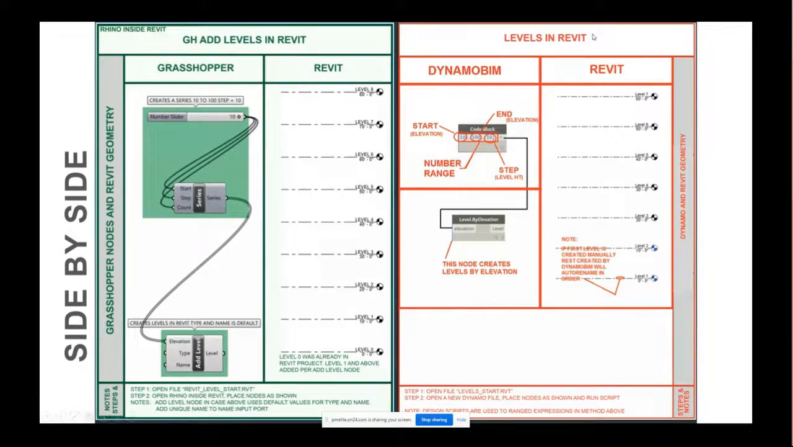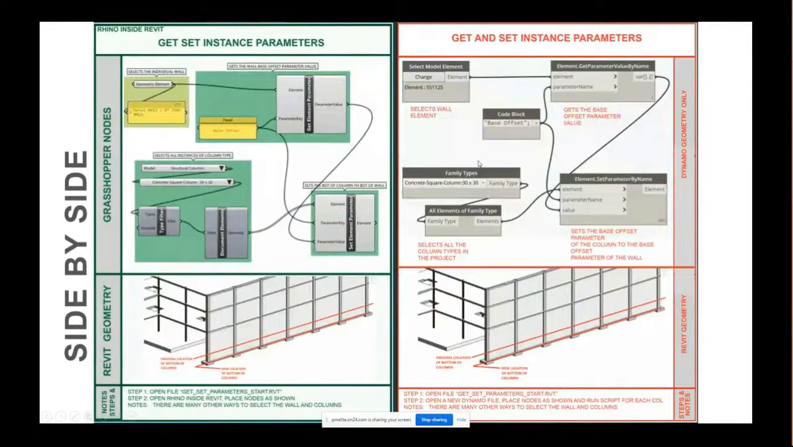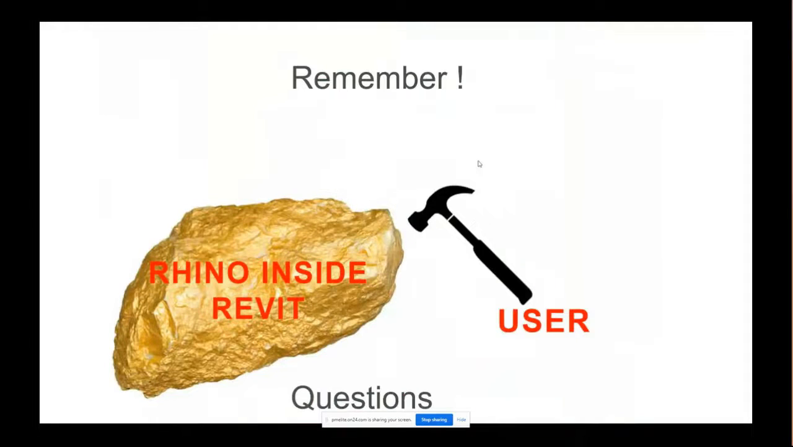Okay. And then getting and setting parameters. I'm also at the same time kind of showing you how the book is laid out, basically side by side. How would you do it in Dynamo? How would you do it with Grasshopper for Revit? And don't forget, everybody, as we close this out, Rhino.Inside.Revit is a great technology, but it is a piece of gold, but remember, you need to shape it into your particular workflow.